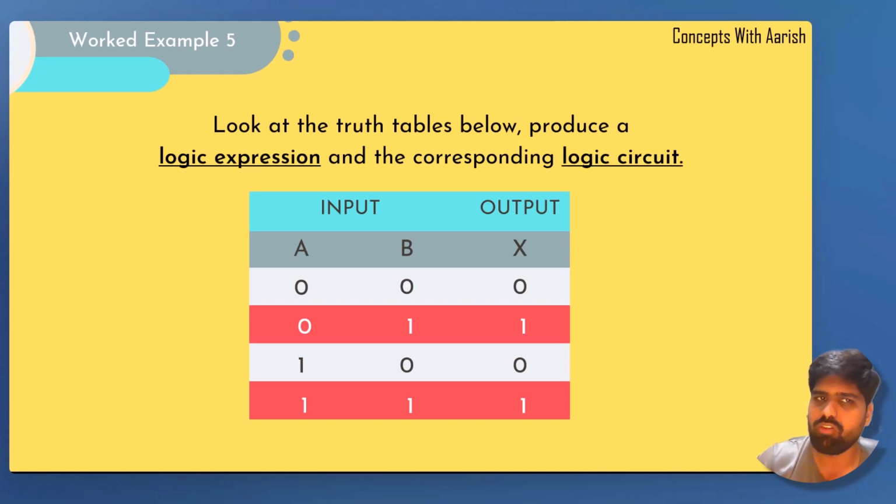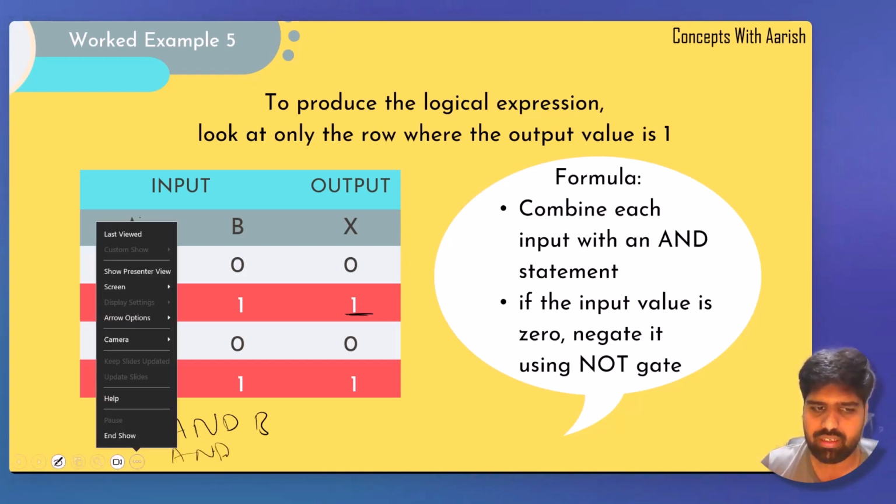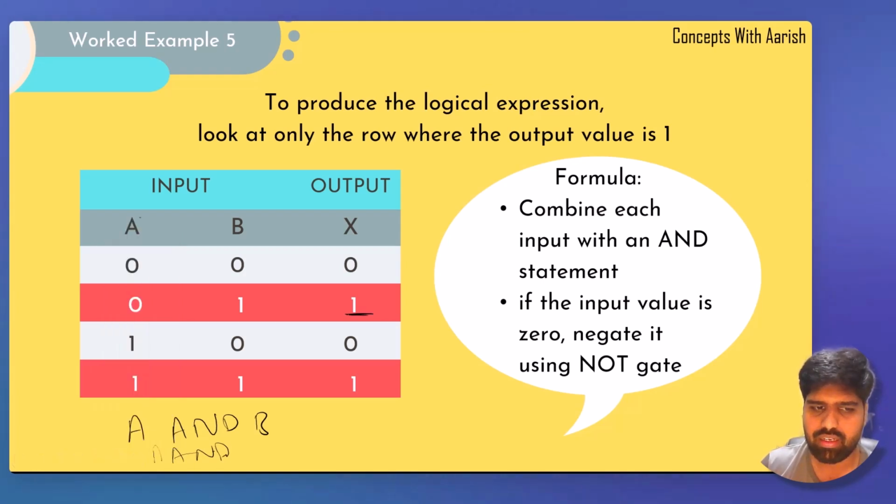Okay, and in the same way we can practice this question, and you can pause the video over here and try to solve it on your own, following the same steps. There's one extra step over here that I will explain as well. So first of all, A and B is producing a 1 over here. So again, we will go with A and B, and the next one is also A and B.